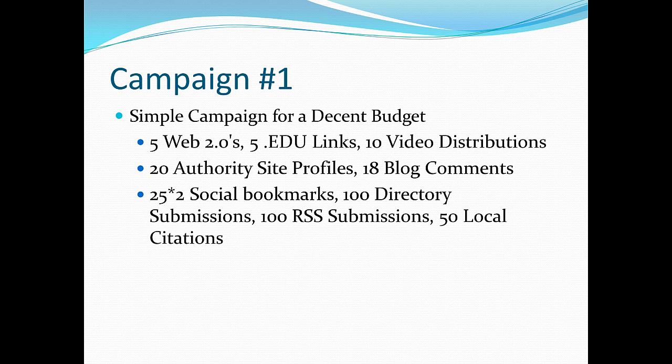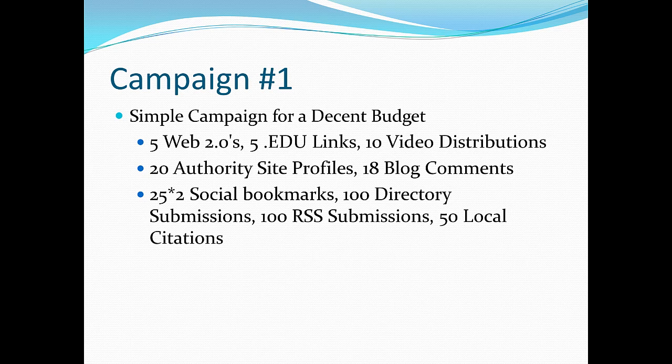So for our link listings, I chose 25 times 2 social bookmarks, which is really 50 social bookmarks. The reason I did 25 times 2 is because you can have more anchor text if you break it up that way, more diversity, and the more diversity the better, so why not? And that's at 100 directory submissions, 100 RSS submissions, and 50 local citations.